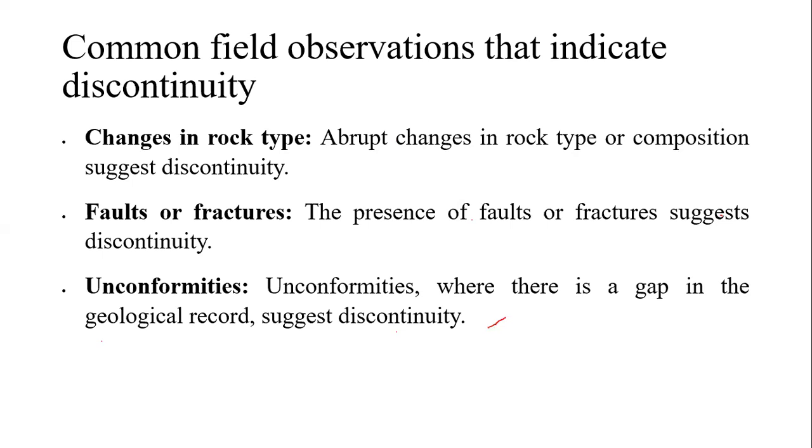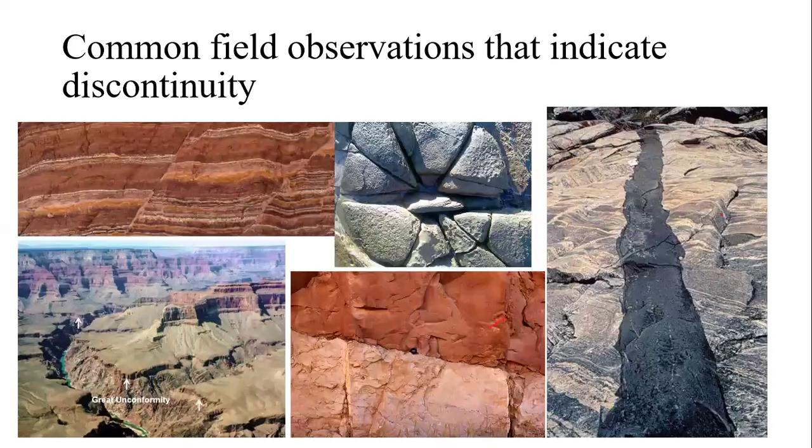So unconformities are just a period of non-deposition, and they show the discontinuity. We've got so many types of unconformities, but all those unconformities show what we call the discontinuities. So if we check over here, we see the fault.